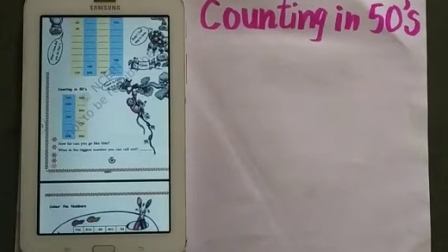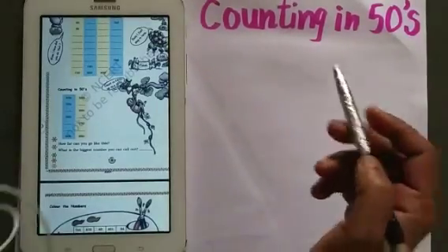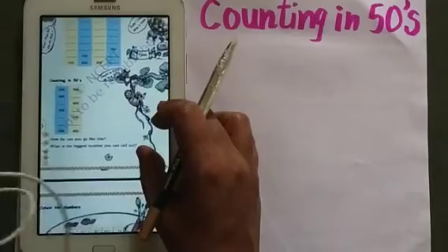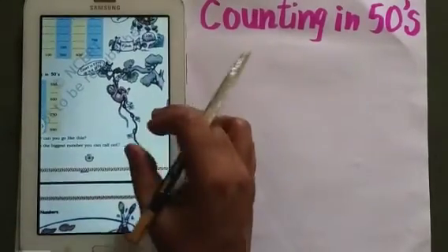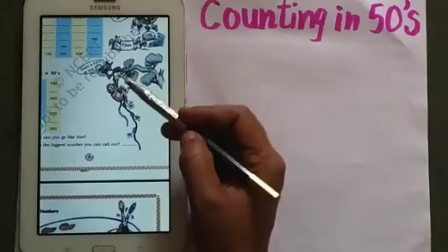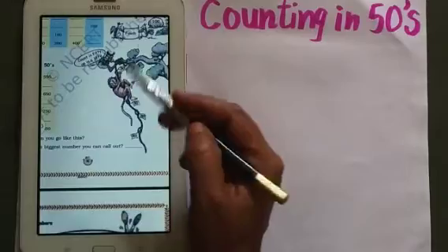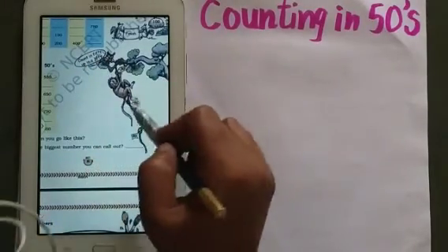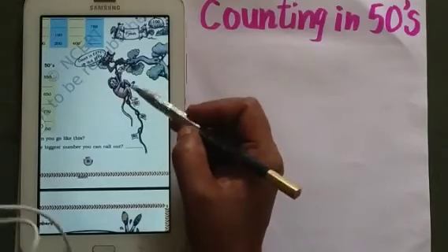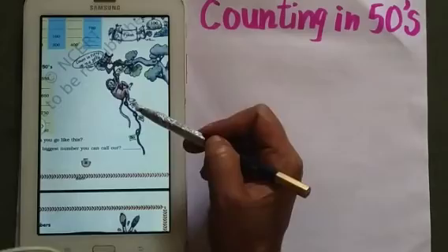Hello friends, now we are seeing counting in 50s. Okay. Now see this picture. You know very well. Very fast monkey is climbing on tree. So he used which technique? That 50s technique. Okay. See. Count in 50 up in a jiffy. This is a jiffy monkey. Okay. And here is a 50 strokes.